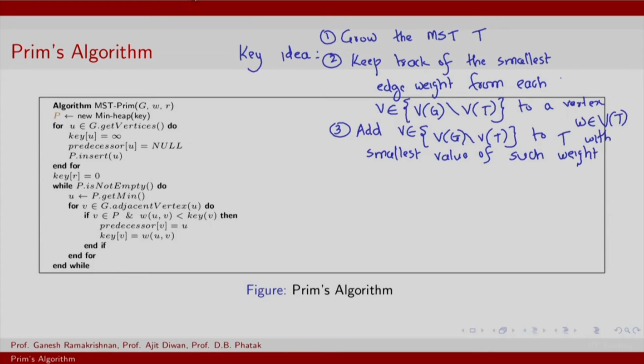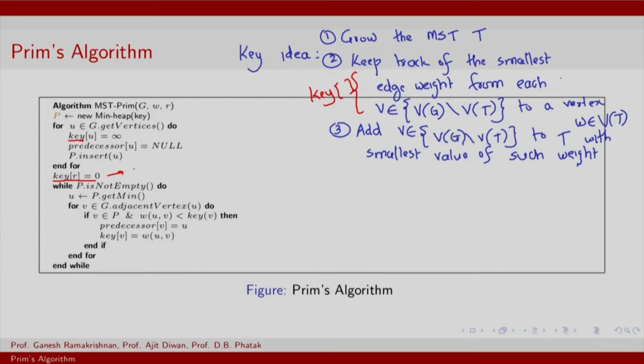So let us try and map the key ideas into the algorithm described here. We are going to keep track of the smallest edge weight from each vertex in Vg minus Vt to a vertex in Vt, and basically this will form what we call the array of keys. So here is a key, and we initially set the key value for every vertex to infinity. However, we need some root. We can arbitrarily choose a root because we are dealing with undirected graphs.